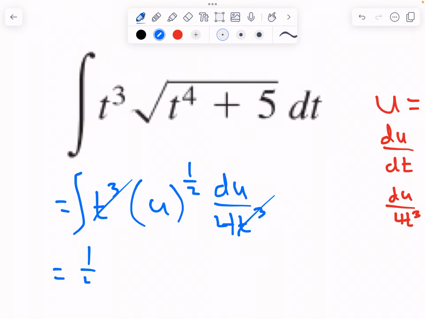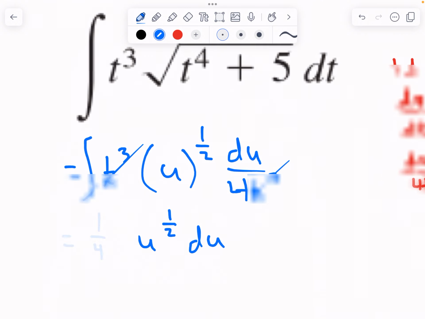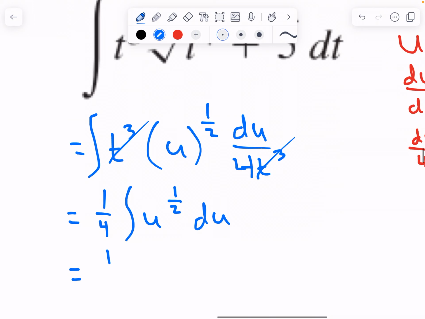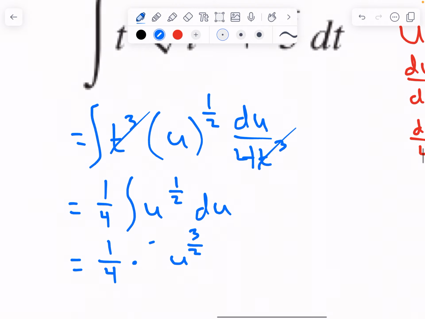So what I'm going to do, since that's a 4 in the denominator, I'm going to factor 1/4 out of my indefinite integral, just making it a little bit easier for me to find my antiderivative. Well, to find an antiderivative, we add 1 to the exponent and divide by the new exponent. If we add 1 to the exponent, we'd get u to the power of 3/2. If we divide by that exponent, we'd be dividing by 3/2, which is the same thing as multiplying by 2/3.